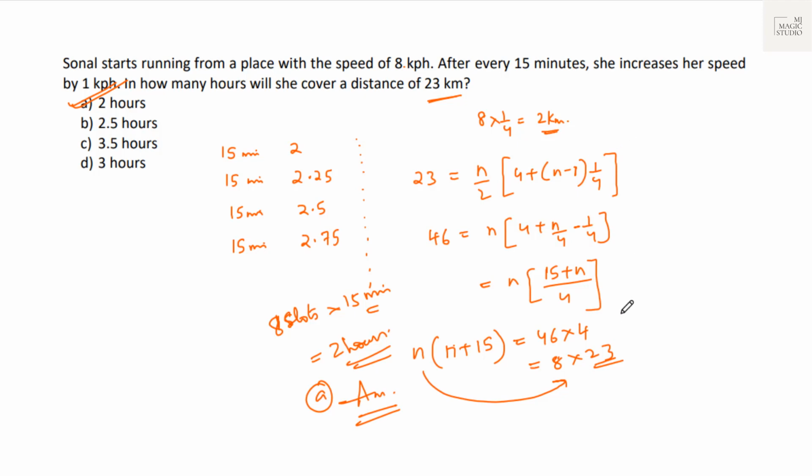This is nothing but the arithmetic progression formula. If the first term is a and the common difference is d, then Sn is given by n by 2 into 2a plus n minus 1 into d. Use it.